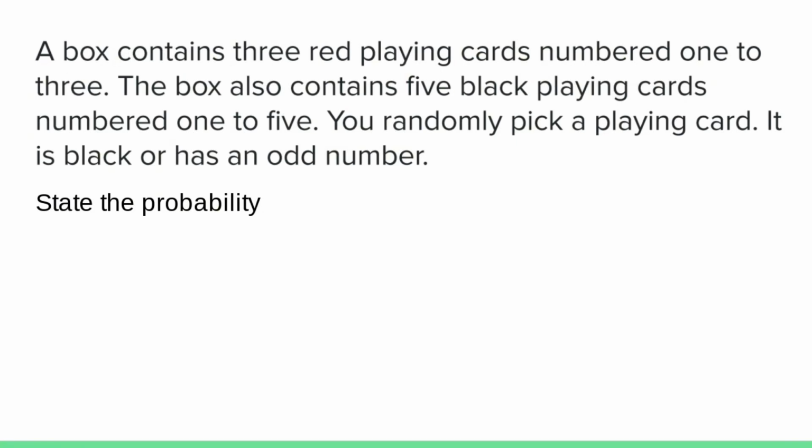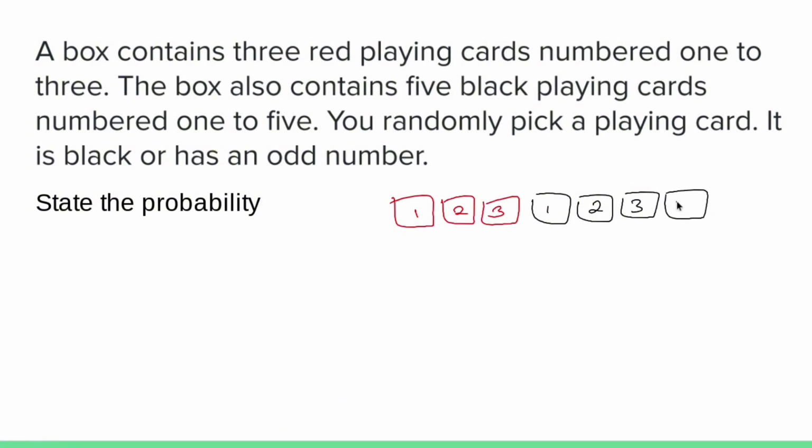A box contains 3 red playing cards, numbered 1 to 3. I like pictures. Let's draw it out. Those are my 3 red playing cards labeled 1 through 3. Also, it has 5 black playing cards numbered 1, 2, 3, 4, and 5. All right. You randomly pick a playing card. It is black or has an odd number.